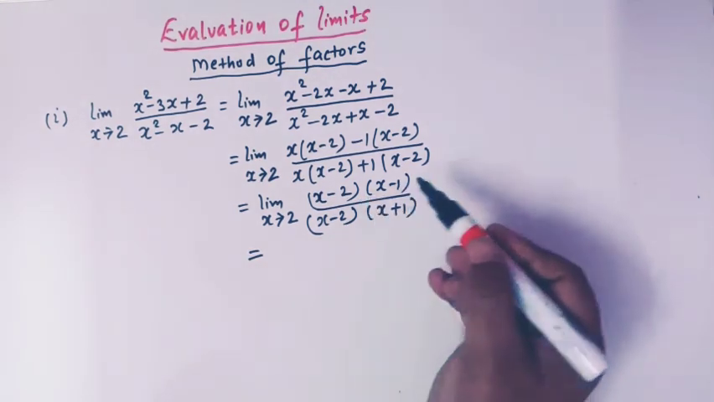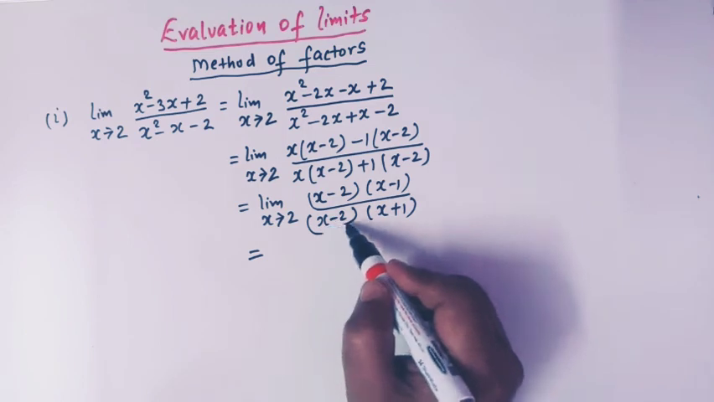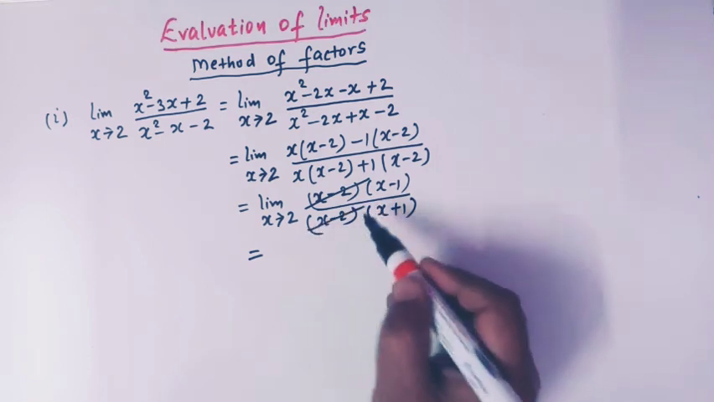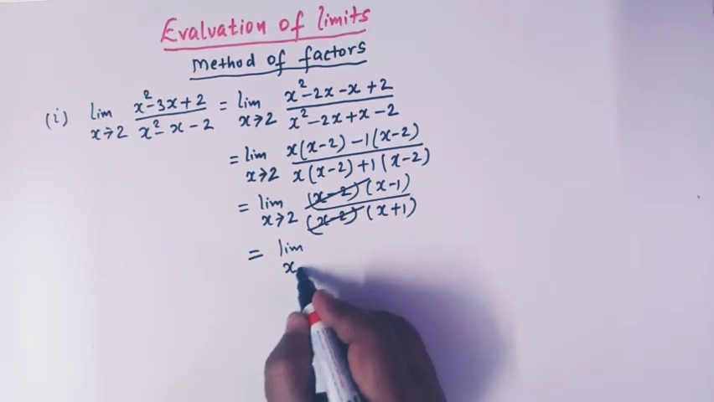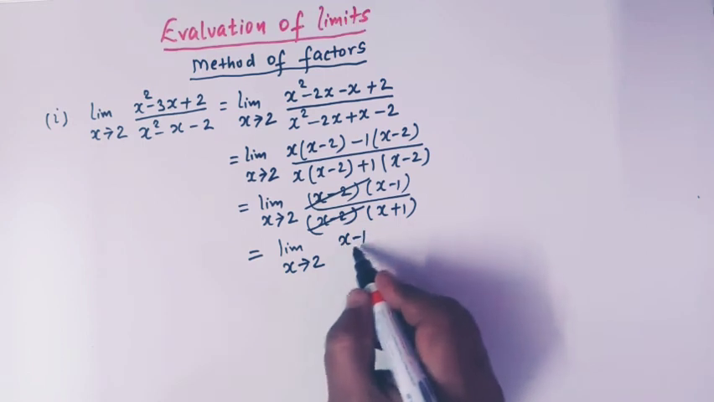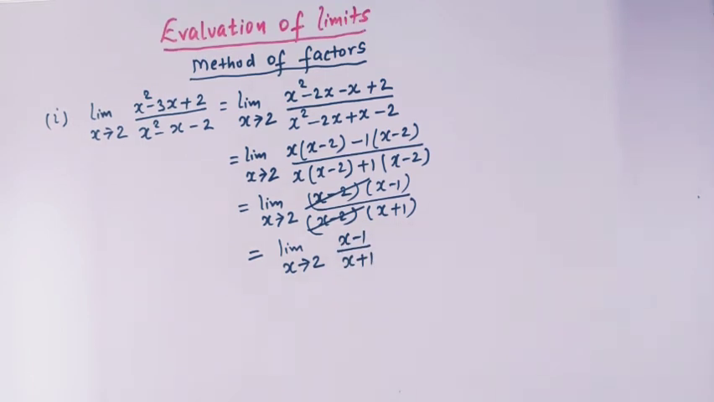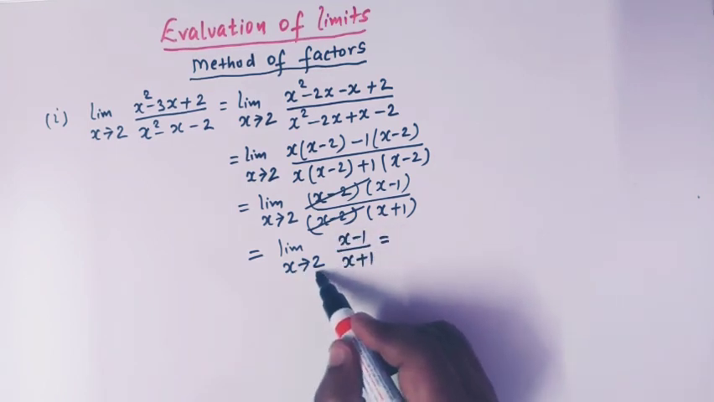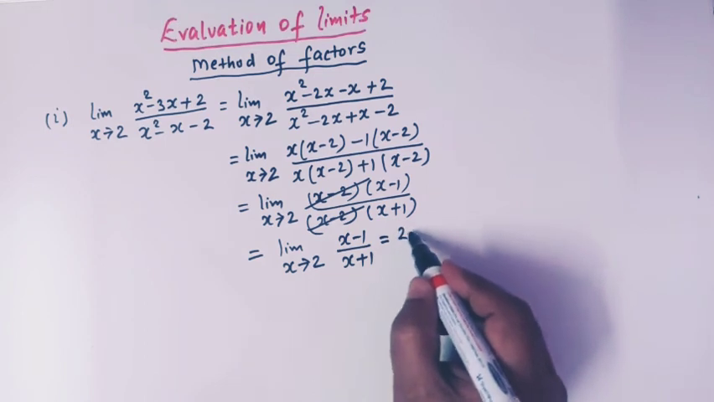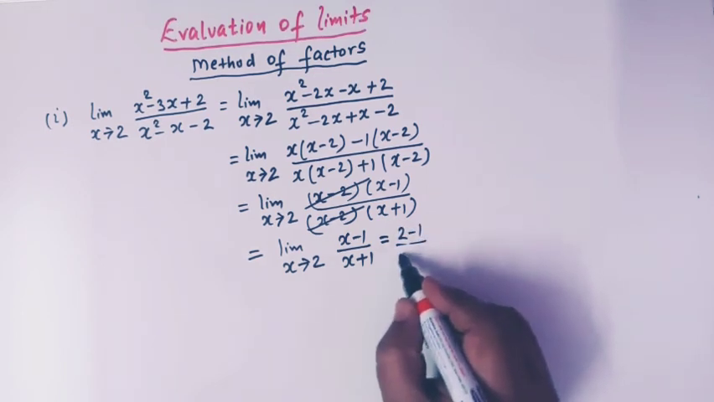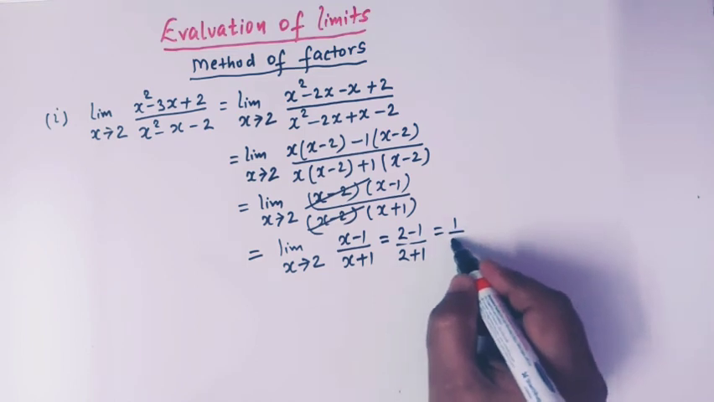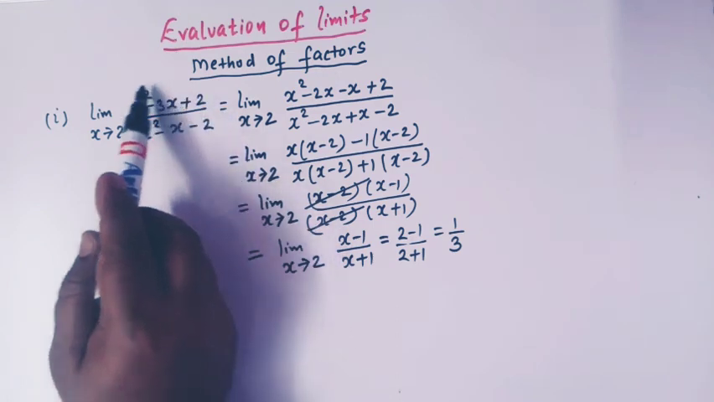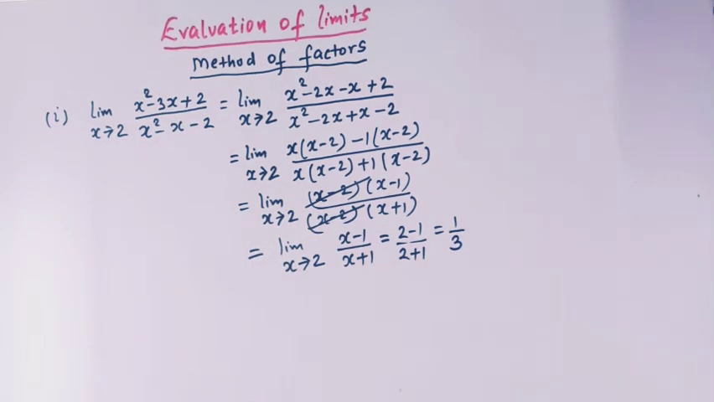Now we see that x minus 2 is a common term in the numerator and denominator, so this gets cancelled. So we are left with limit x tends to 2 of x minus 1 divided by x plus 1. Now we can substitute x equal to 2 in this expression, so we get 2 minus 1 divided by 2 plus 1, that is equal to 1 over 3. So the limit when x tends to 2 of this function is equal to 1 over 3.